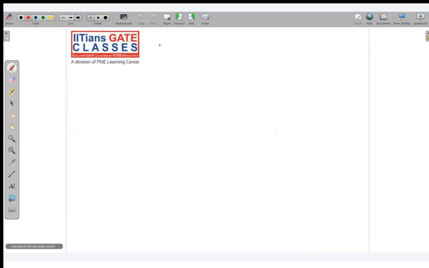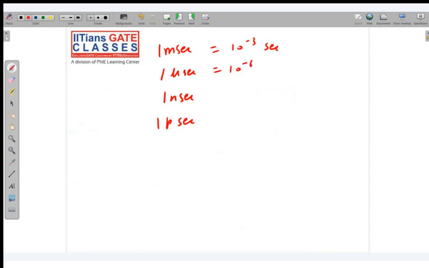1 millisecond, 1 microsecond, 1 nanosecond, 1 picosecond. 1 millisecond is 10^-3 seconds, 1 microsecond is 10^-6 seconds, 1 nanosecond is 10^-9 seconds, 1 picosecond is 10^-12 seconds. That is more than sufficient.